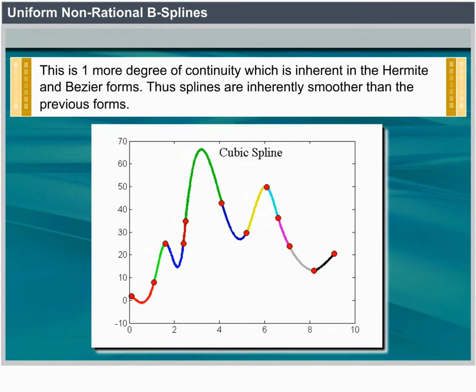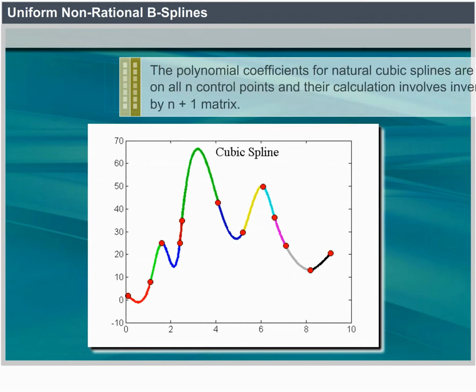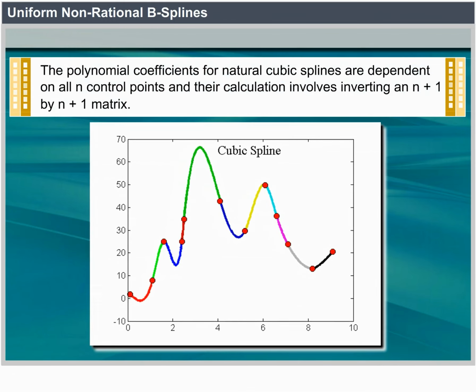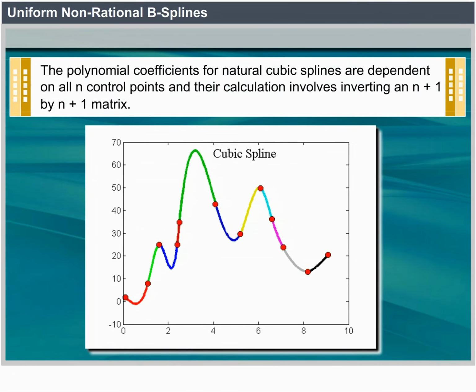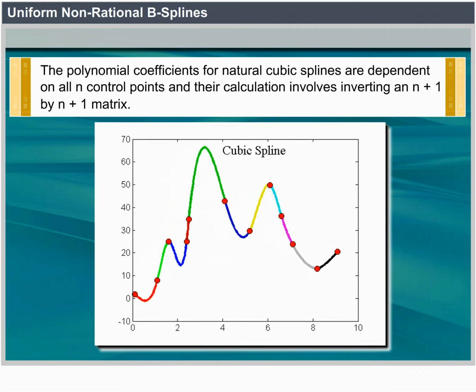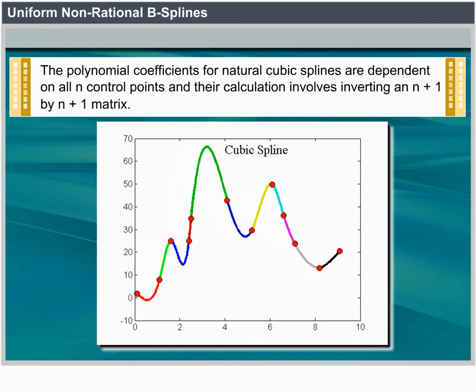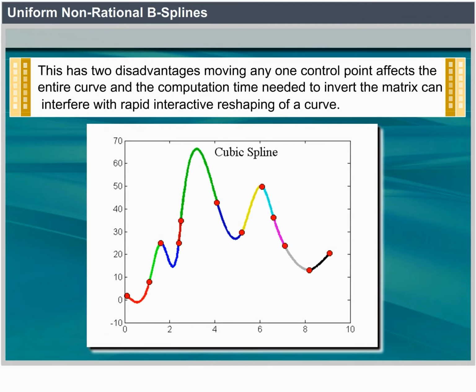The polynomial coefficients for natural cubic splines, however, are dependent on all n control points. Their calculation involves inverting an n plus 1 by n plus 1 matrix. This has 2 disadvantages. Moving any one control point affects the entire curve, and the computation time needed to invert the matrix can interfere with the rapid interactive reshaping of a curve.